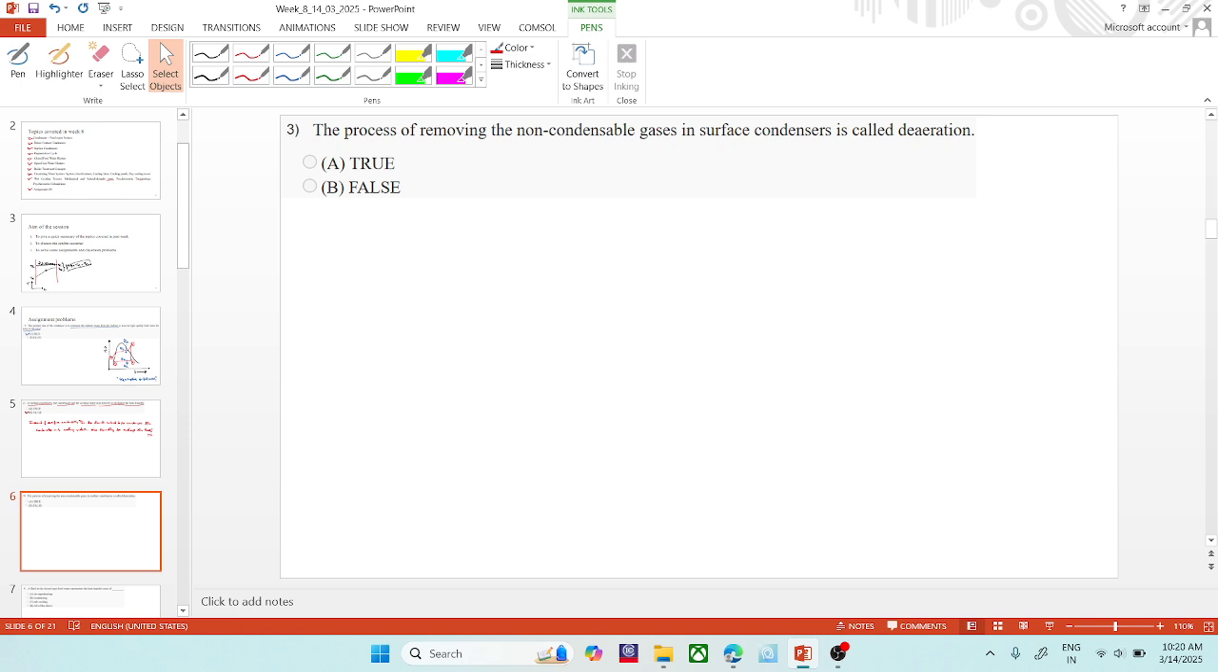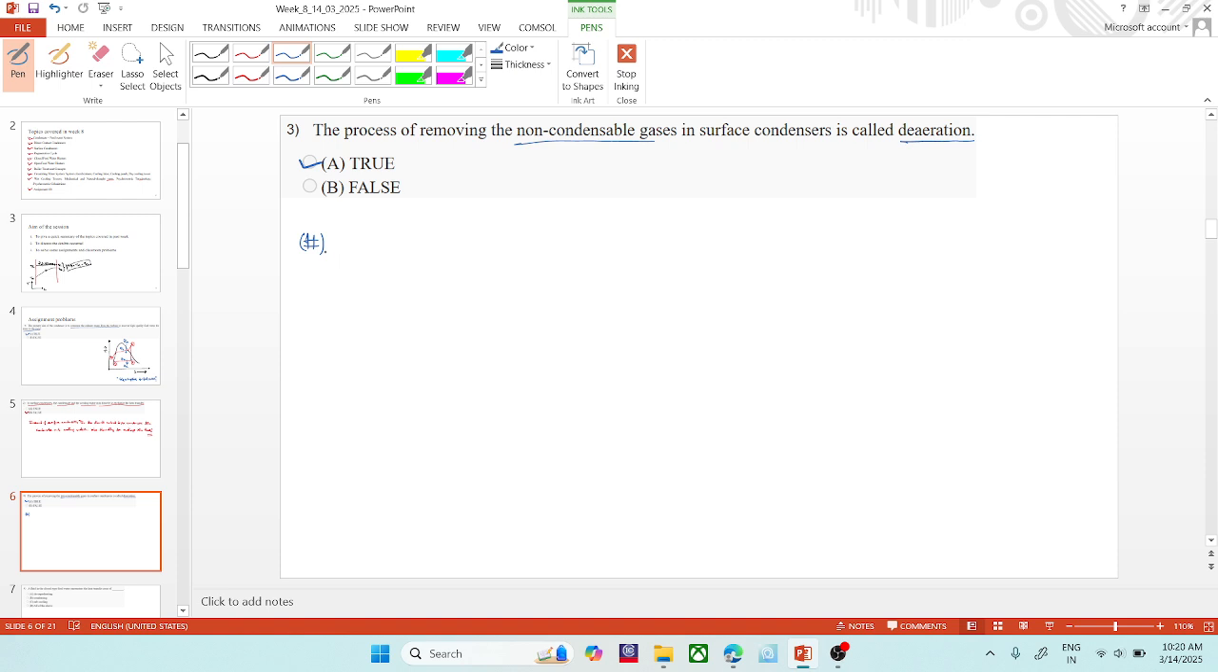Moving to our next problem: the process of removing the non-condensable gases in the surface condensers is called deaeration. This thing we have learned in deaeration, we remove the non-condensable gases from the condenser. So this statement is true. Also, we have learned about the adverse effects if we don't remove these non-condensable gases from the condenser. So let me write it here.